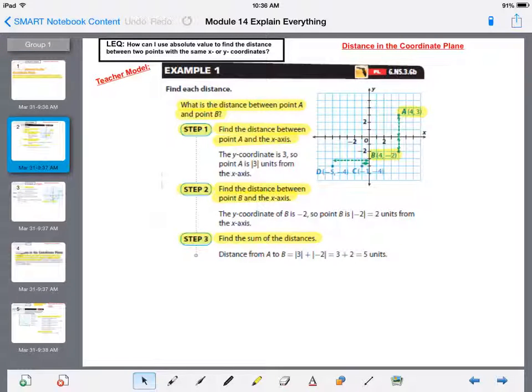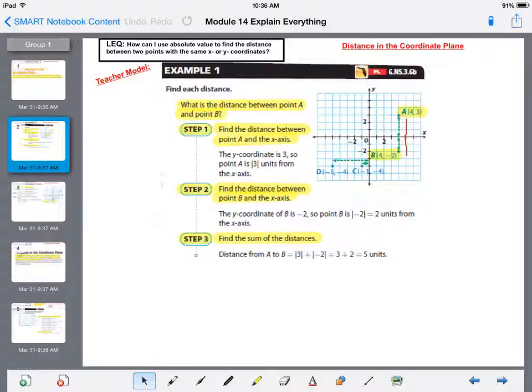So for example, if we're trying to find the distance between point A and point B, if you find the distance between point A and the x-axis, it is actually 1, 2, 3 units away from the x-axis. Then you can find the distance between point B and the x-axis, which is 2 points away. And then you find the sum of the distances. So the absolute value of 3 plus the absolute value of -2 is 3 plus 2, which is 5.